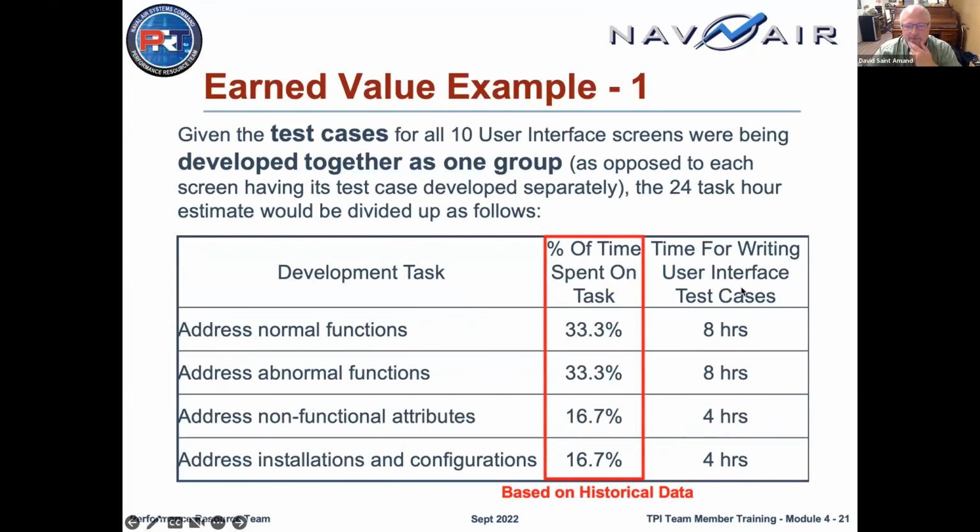And here we are. From our historical data, we understand that addressing normal functions takes about 1/3 of the time for that test case. Same for abnormal functions, and then the other attributes and configurations take about 17% of the total time. So we've got these 10 user interface screens. We've broken it into 24 task hours, and we know we're going to be spending 1/3 of that time in abnormal. That's a total of 8 hours. So you can add that up yourself. Now we don't have just one task of 24 hours we're measuring. We've got those smaller tasks that we can measure against.